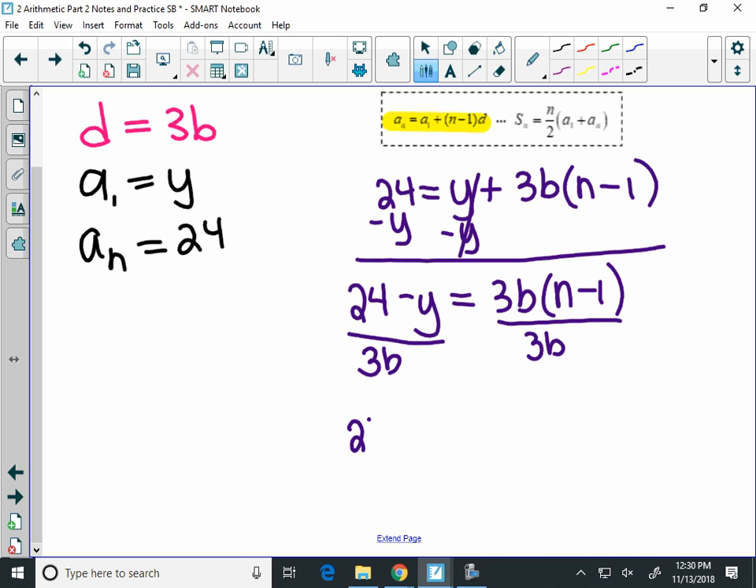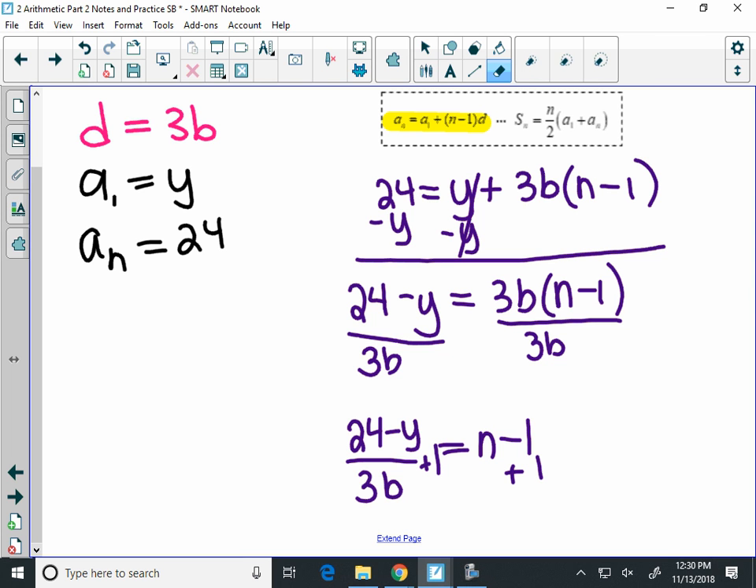So we get 24 minus y over 3b equals n minus 1. And how do you complete this? Add 1. Right, so I'll just put a plus 1 right there. Save myself some writing. Okay, so that one's weird. N is 24 minus y over 3b plus 1. But that's the problem. Make sense? Got it now? I think we're doing better at identifying information.